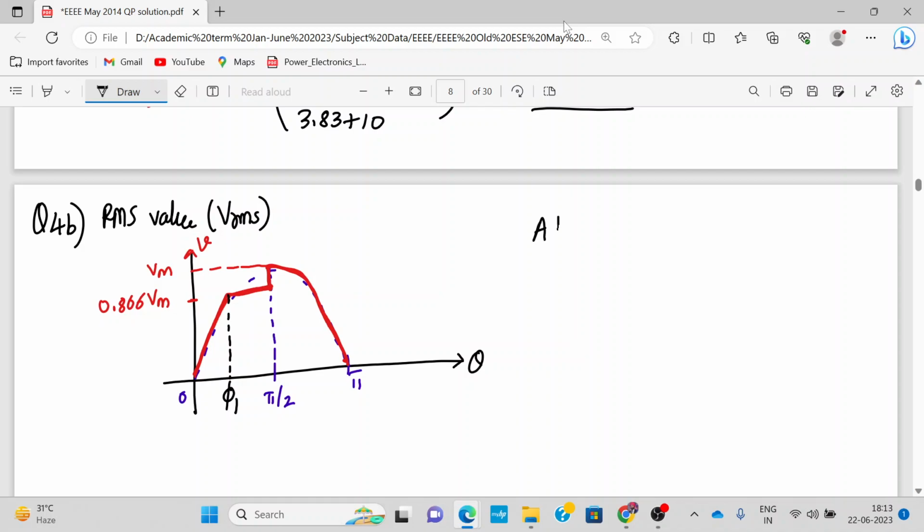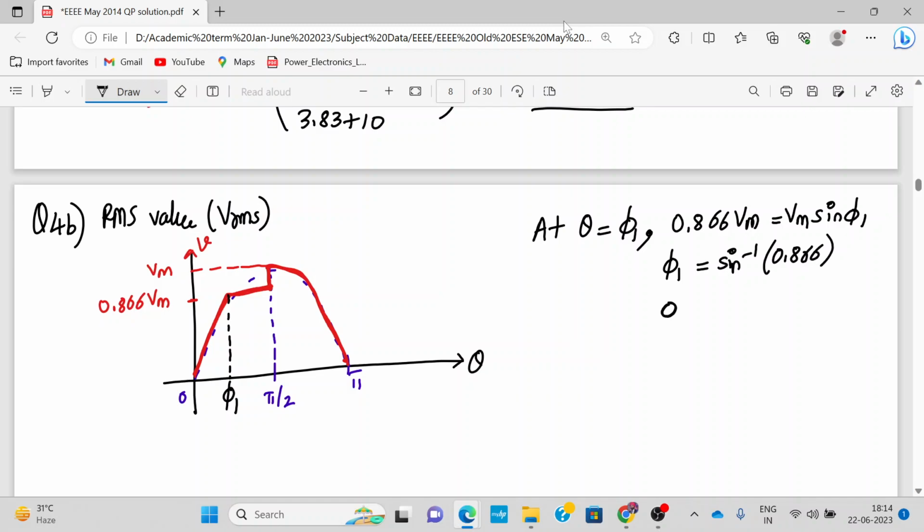So let's say at theta equal to phi 1, what is the value given? 0.866 Vm is equal to how much? It's equal to Vm sine phi 1, or sine omega t, or sine theta, right? So we can equate the two. Vm gets cancelled, and what do we get now? What is phi 1? Sine inverse of 0.866. How much is sine inverse of 0.866? I think 60 degrees, right?